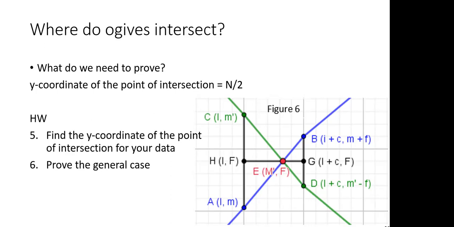Whenever two ogives intersect, the y coordinate of the point of intersection is going to be n by 2. And once the y coordinate is n by 2, the x coordinate has to be the median by definition. Okay?